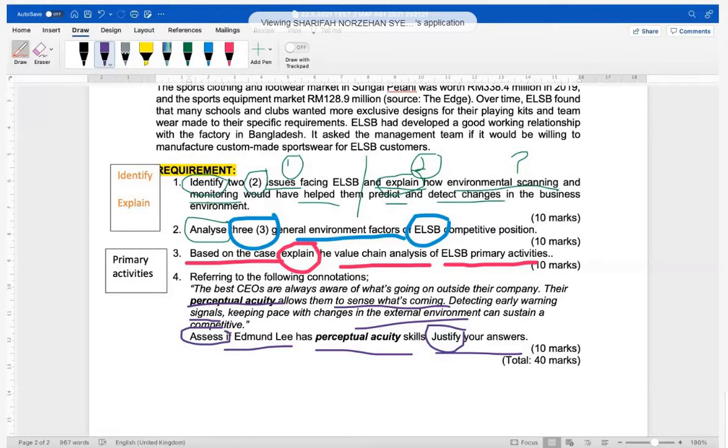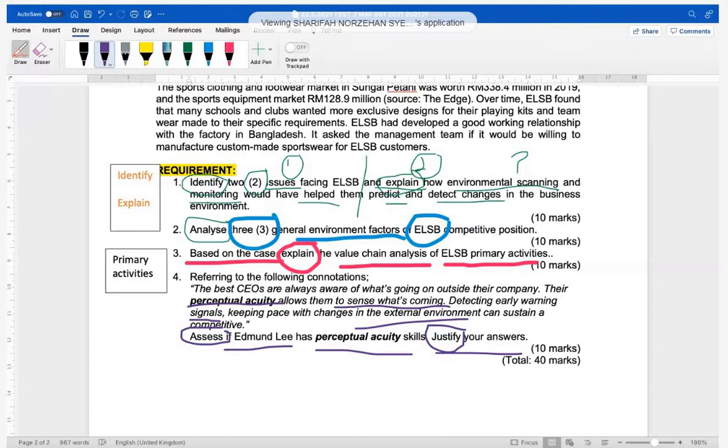Question 4? Kenapa question 4? Yang perceptual equity tu kan. Waktu menjawab soalan, perlu terangkan apa itu perception, apa itu perceptual equity? Kena terangkan ke dalam jawapan? In this context, dia cuma nak you assess if Edmund Lee ni ada tak perceptual equity. Do you think that you need to explain? Because atas tu dia dah referring to the connotation tu tadi.